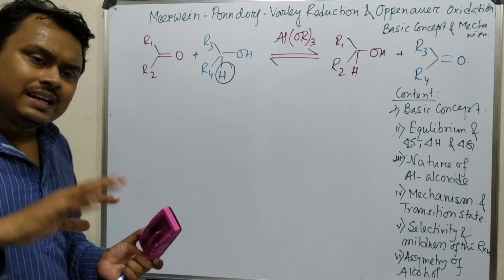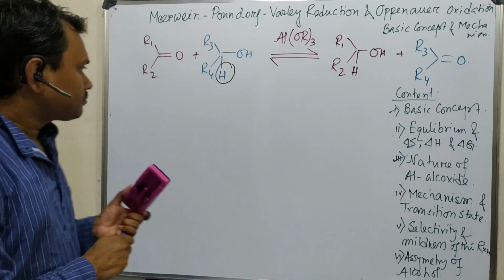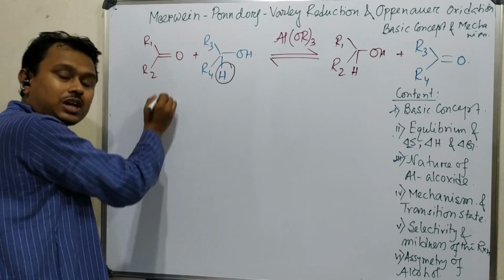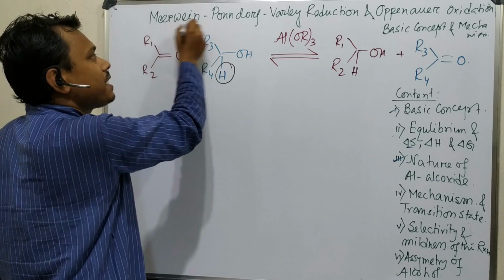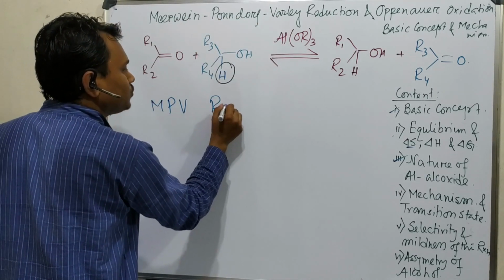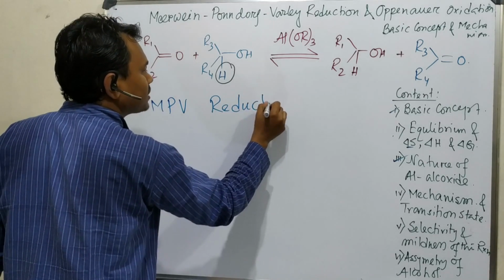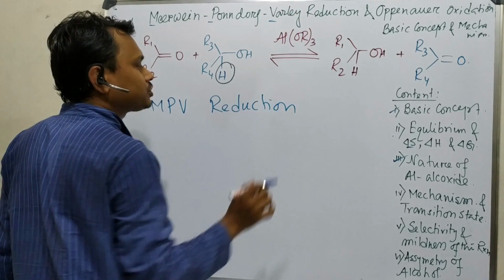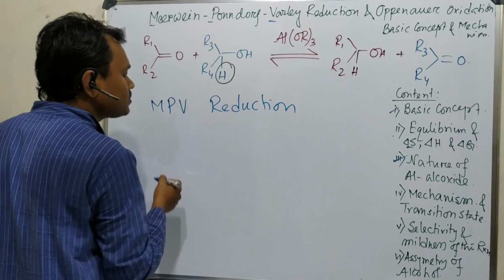So if we can tune a little bit, instead of alcohol, for example, we need to reduce carbonyl. This is our target. It means MPV, Meerwein Ponndorf reduction. We are focusing on MPV reduction. This M is Meerwein Ponndorf Verley reduction. Okay. Then what can we choose?